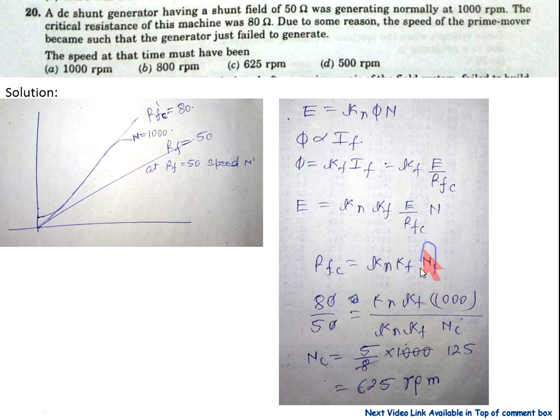Now put in the values of Nc and RFC. At 1000 rpm, the critical field resistance is 80 ohm, and when the speed is reduced to Nc, that is N dash, the critical field resistance is 50 ohm. Putting in all these values, we get Nc, the critical speed, as 625 rpm. So answer C is correct.